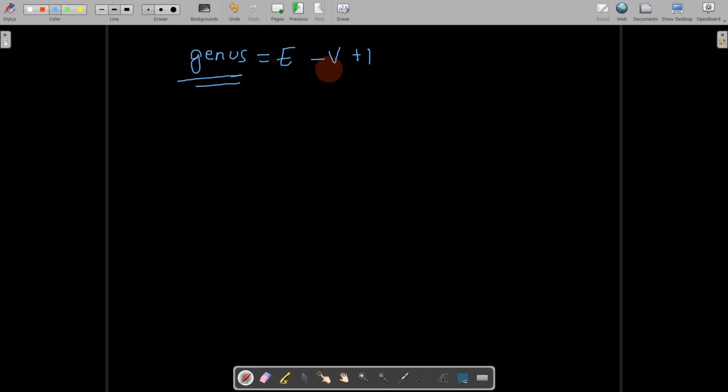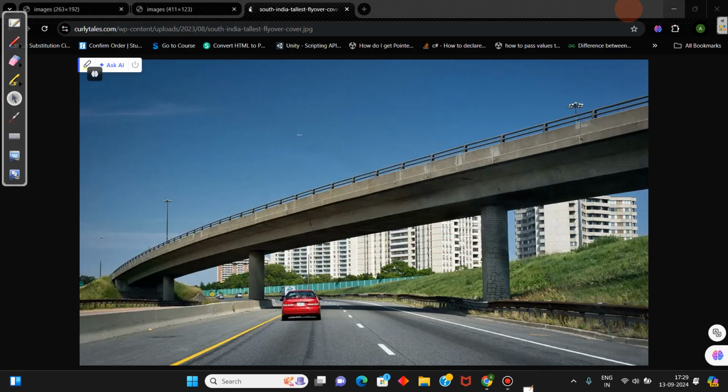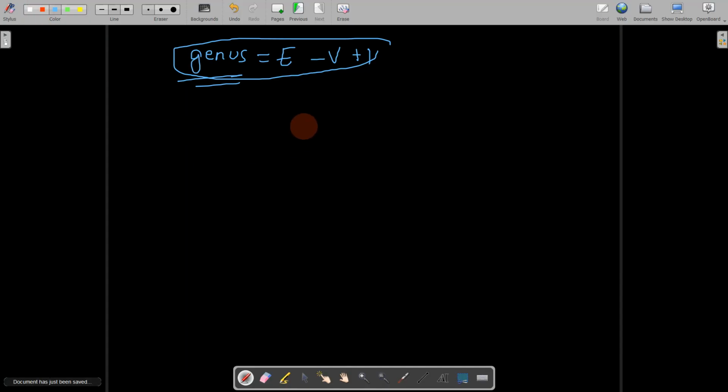So in any planar graph, what genus tells us is how many upper layers or more planes or holes you have to add so that the graph becomes planar. So what I want to say is, let us see an image. Suppose you have a road network. On a paper you made a road network, like this. It's a K5 network. Okay, let us try to understand this.